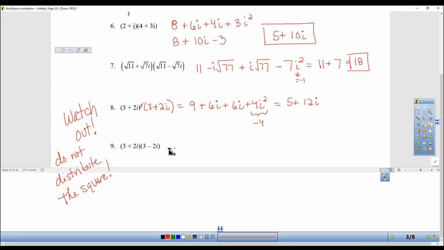And the last one in this section. First, outer, inner, and last. You can't leave the i squared, so this becomes +4. The 6i and the 6i cancel, so you get 13.